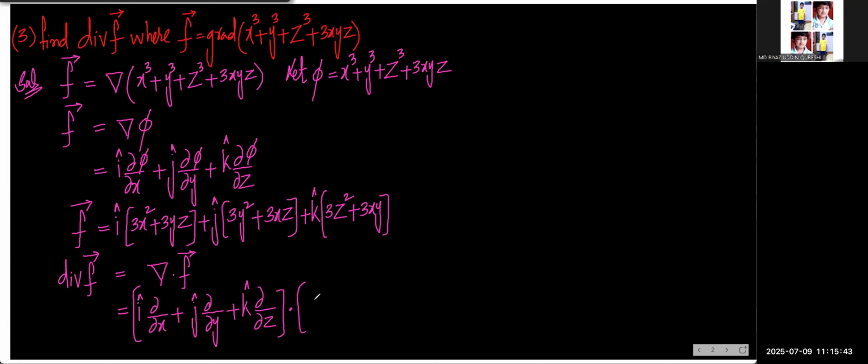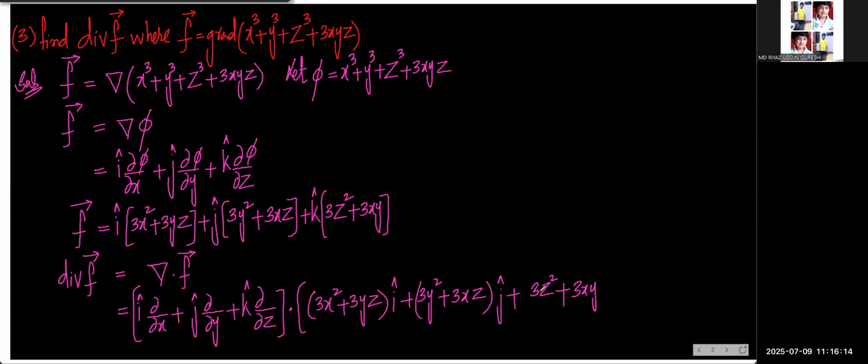Now this can be written as (3x square plus 3yz) along with this i cap, plus (3y square plus 3xz) j cap, plus (3z square plus 3xy) k cap, along with this. And already we know that i dot i is 1.